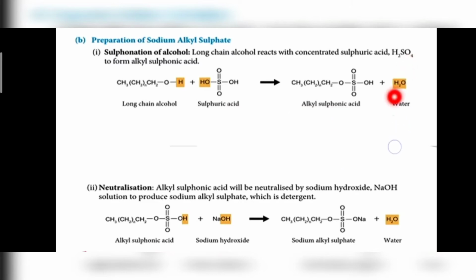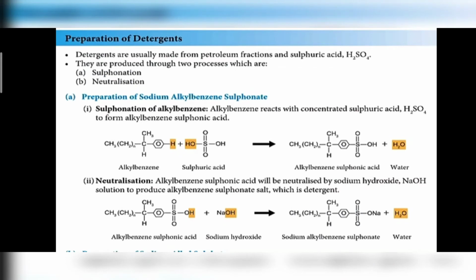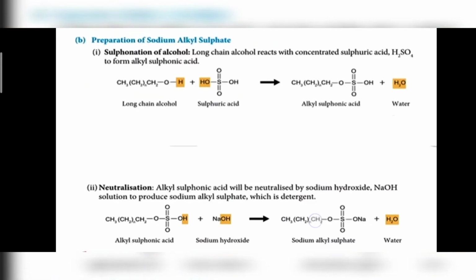Okay, and then the second step is neutralization. The alkyl sulfonic acid here will be neutralized with sodium hydroxide and produce sodium alkyl sulfate with water. So this is the detergent, sodium alkyl sulfate. So remember the two steps, sulfonation and then neutralization.